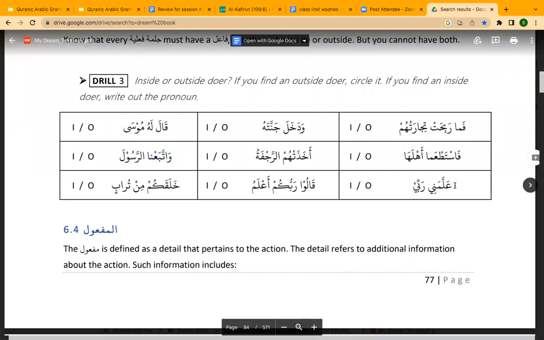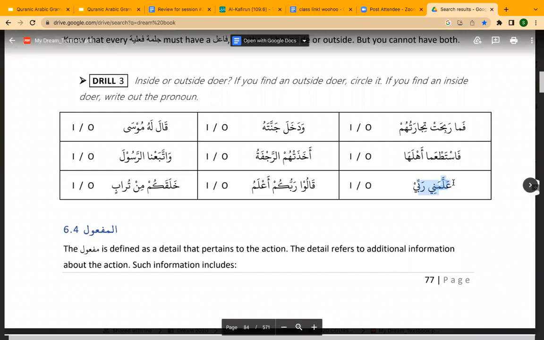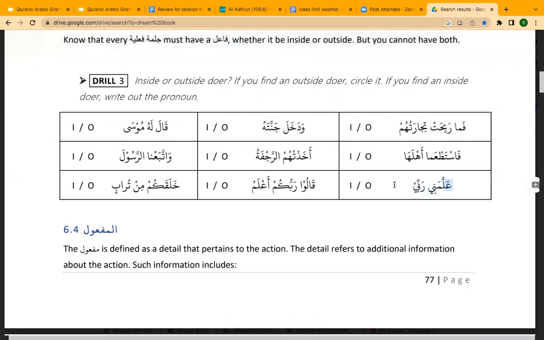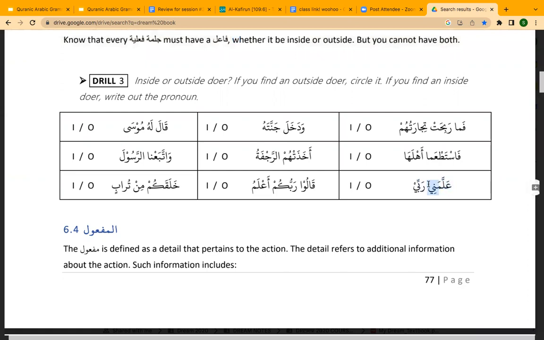Now look here and pay full attention. Allamani, allamani. What do you think? One word or two words? There are two words. So what are the two words? Can somebody tell me what are the two words? Allama, one word, and ni is an attached pronoun, right? Ni is an attached pronoun.